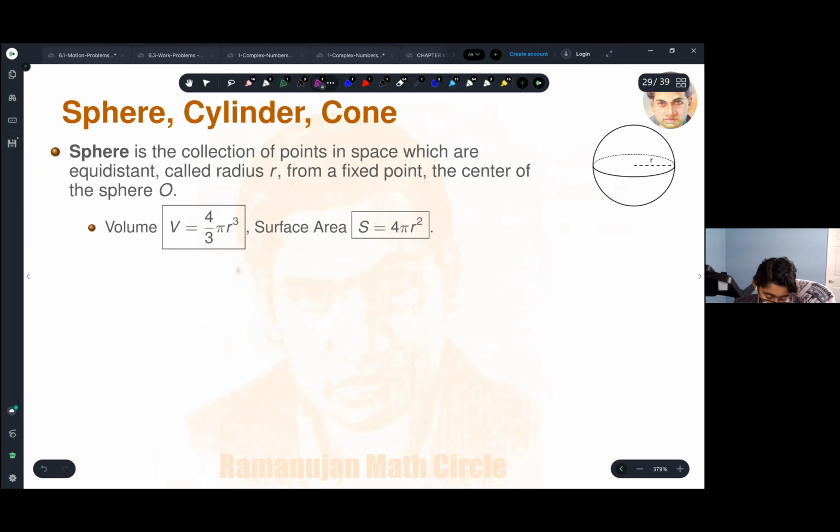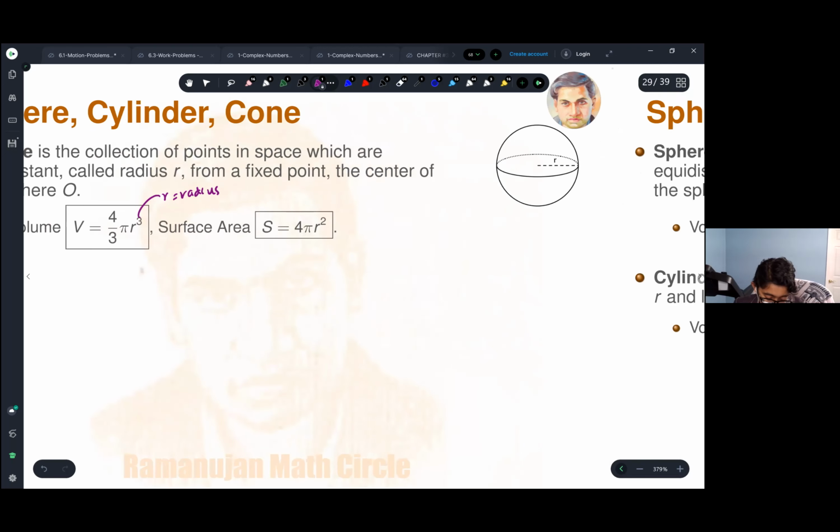So now let's look into spheres, cylinders, and cones. This is stuff that actually shows up on AMC 8. The volume of a sphere is given by 4/3 pi r cubed, where r equals the radius. And the surface area, if you were to wrap foil around the sphere, is the area of such a foil piece. That's called surface area, basically.